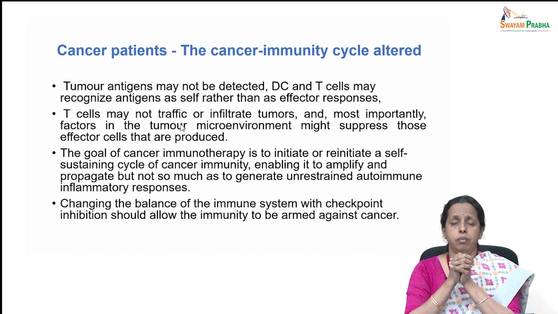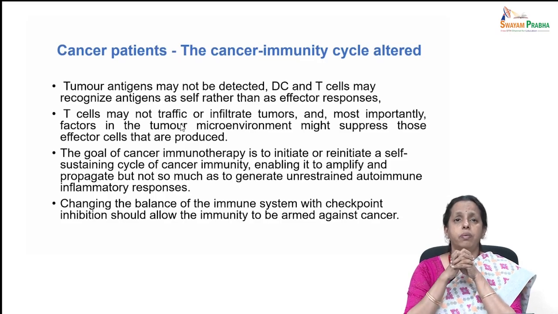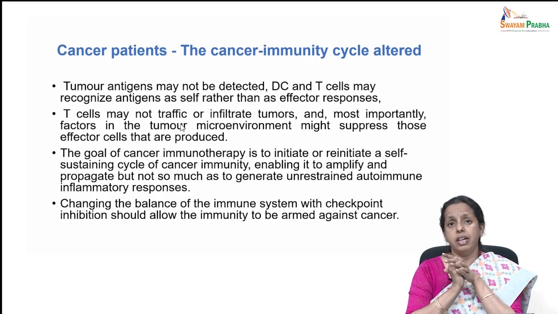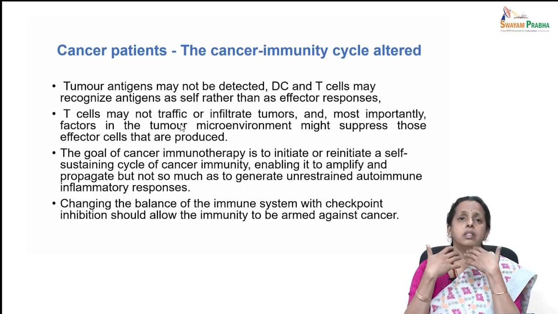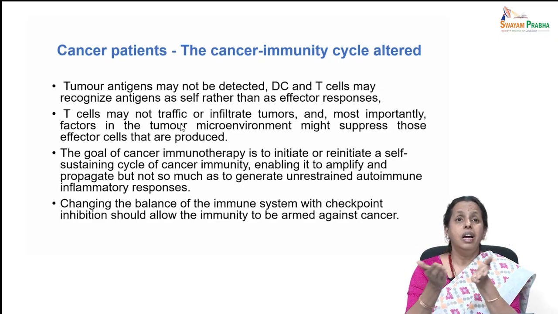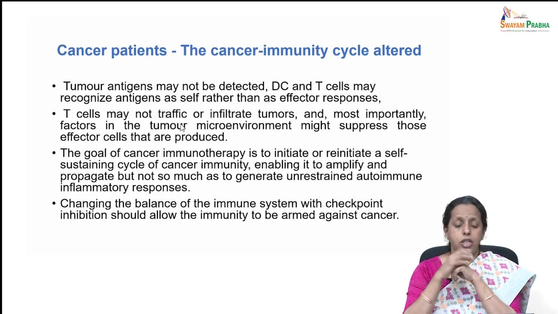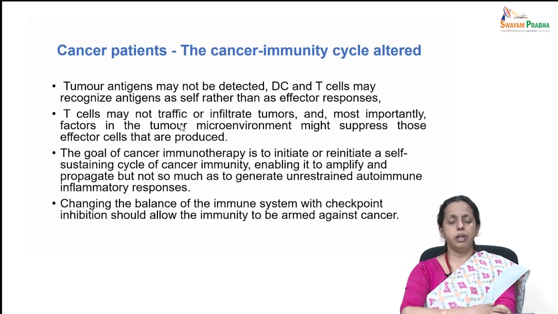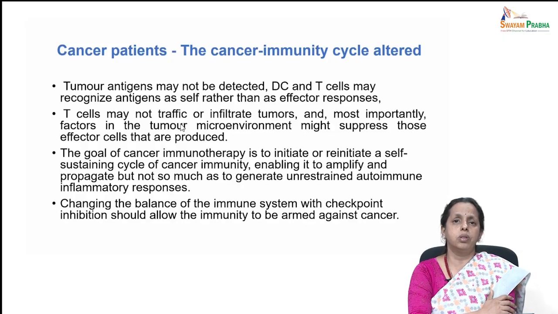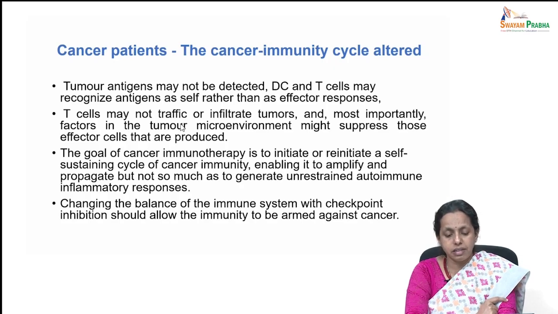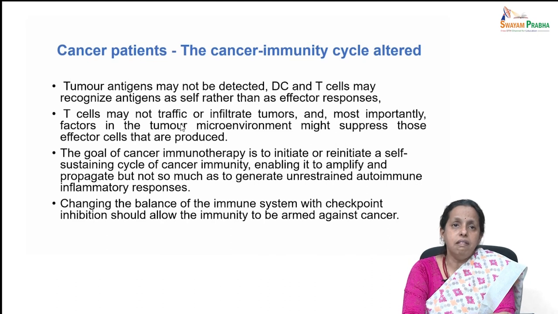You have many other cancer scenarios where immune editing was employed. Why is the body not able to tackle even a normal tumor per se, if it is so simple? Tumor antigens may sometimes not be detected by your dendritic cells and T cells, and these antigens may be recognized mostly as self rather than eliciting an effector T cell response.